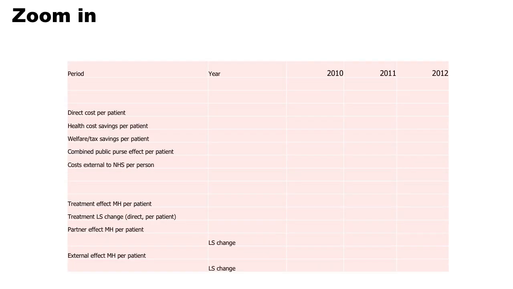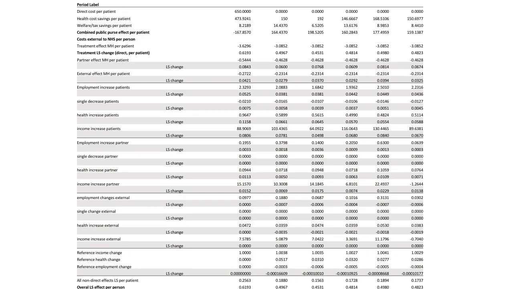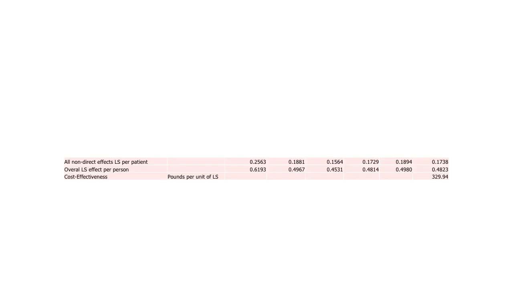And if we then zoom into some of these, you see that there's the year 2010, 2011, 2012, life satisfaction change on, for instance, the partner mental health effect, and you see all these various elements. Now, this thing has been filled in. It's a bit of a dog's breakfast, as you might imagine. And so I'll just zoom in on the last thing that's important.